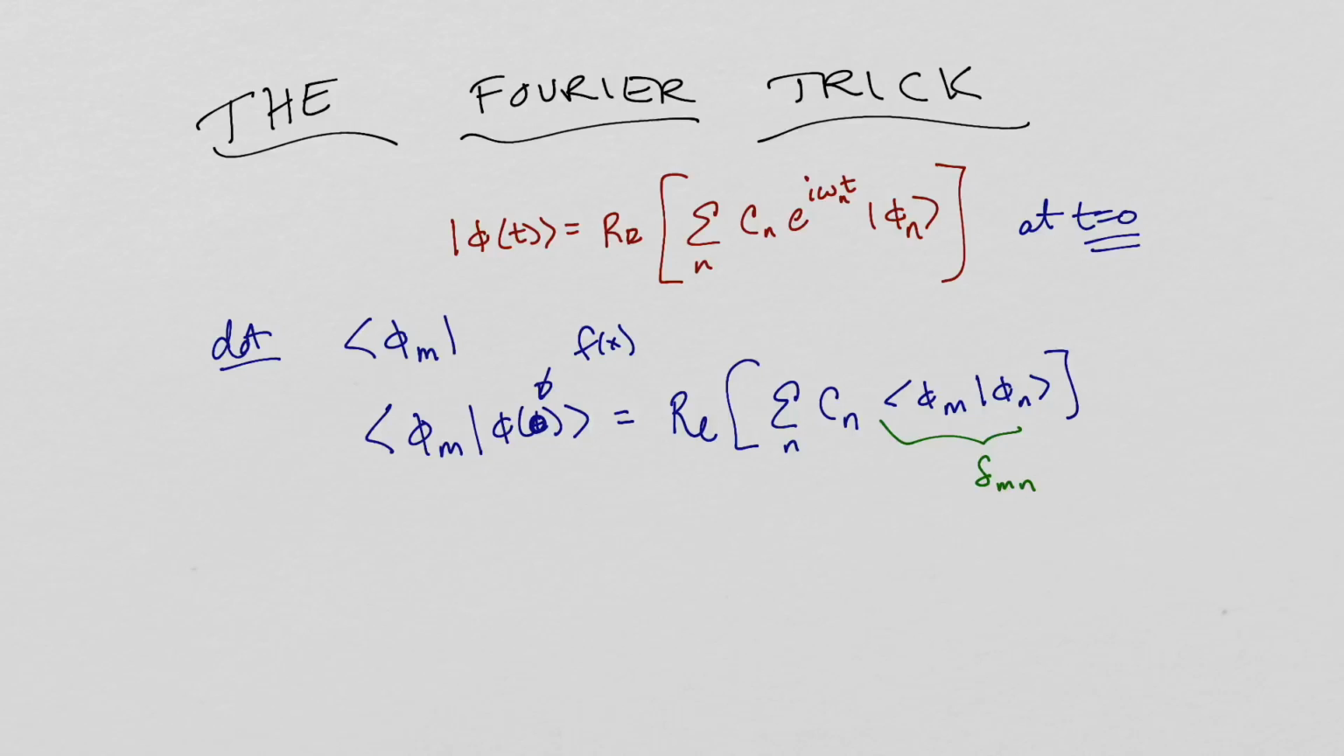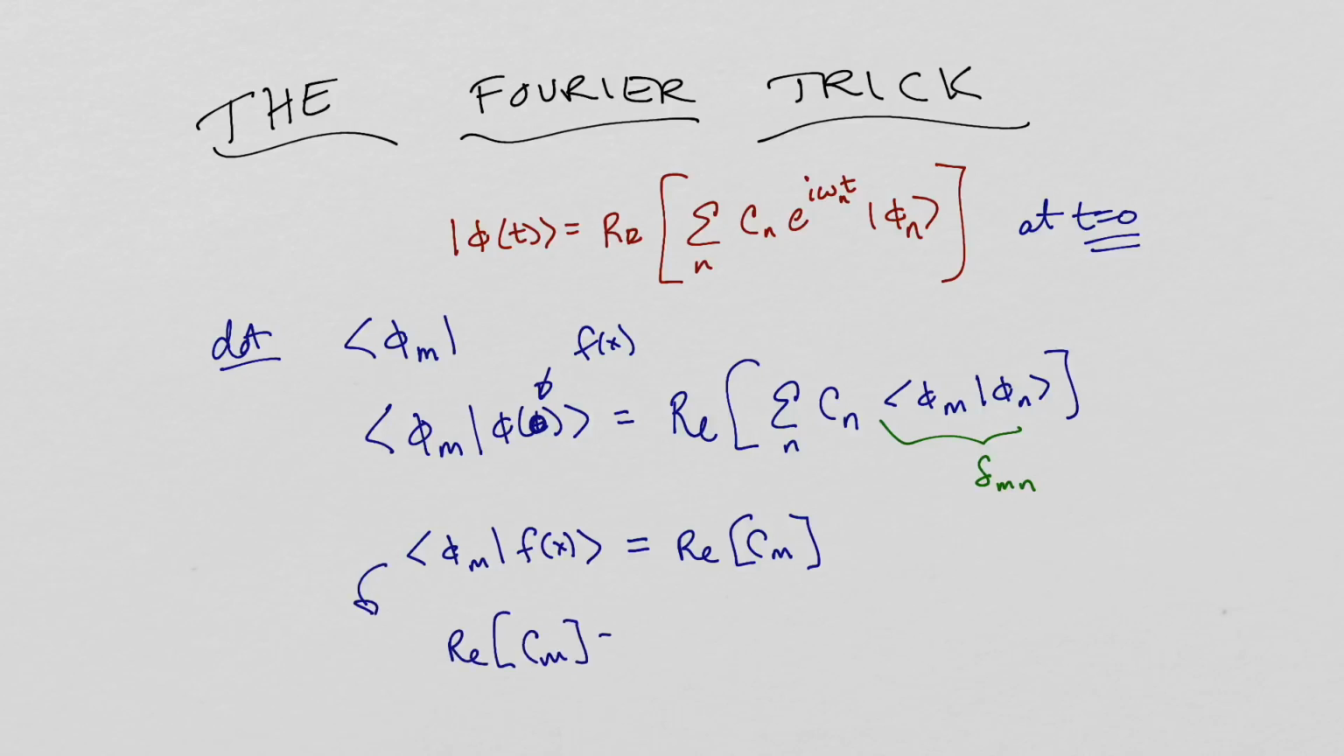And so this is going to end up being equal to the real part of c sub m, right? And nothing else, because the delta function used up the sum and I'm left with just this. And that's going to be equal to phi sub m times f of x, as a state.